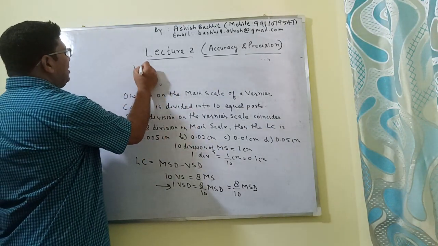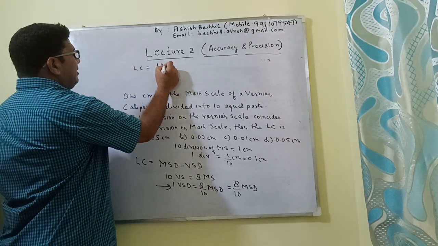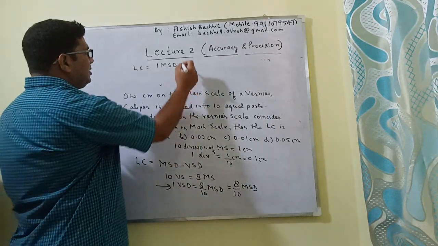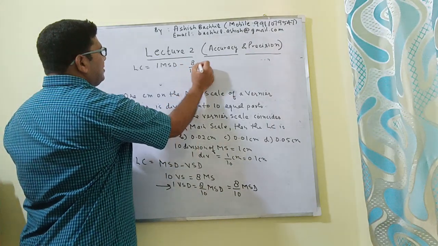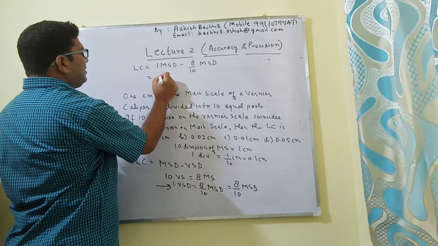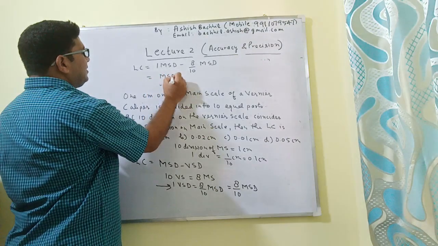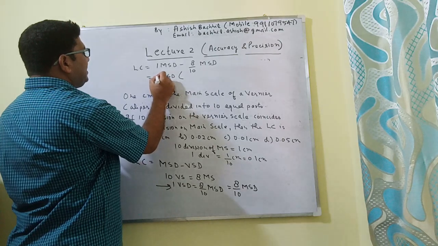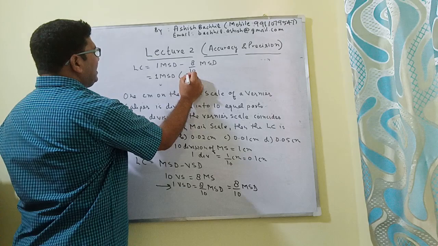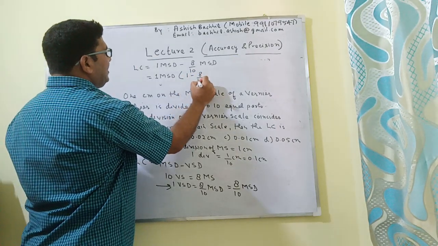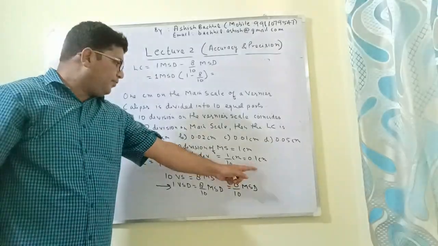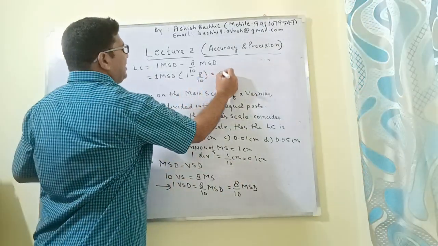So least count is equal to 1 MSD minus 1 VSD. Now 1 VSD is equal to 8 by 10 MSD. So this is equal to, now we can take 1 MSD common here, and we will get 1 minus 8 by 10. Now the value of one main scale division is equal to 0.1 centimeter. So we will write it here as 0.1.